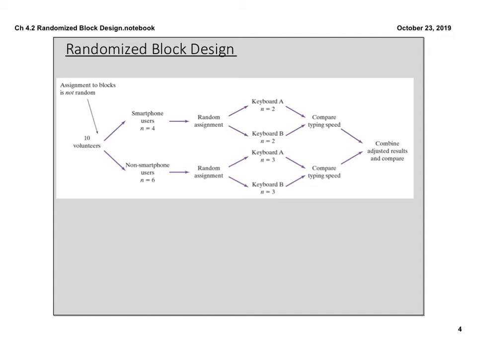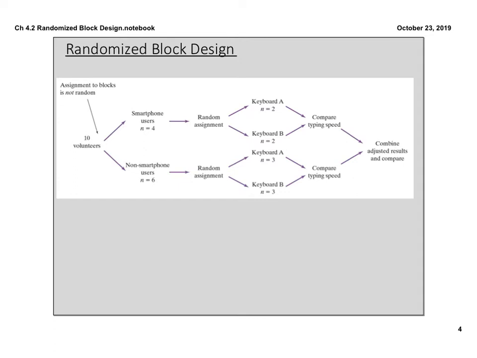So in this experiment, the two treatments that they want to give to the experimental units are testing out two different keyboards. They're testing out a keyboard A and they're testing out a keyboard B. Now, it doesn't make sense to give the same treatment to people who do or don't use smartphones. If a person is not a smartphone user, you're going to have a lot different results than for the person who is a smartphone user. So that's how they blocked their design.